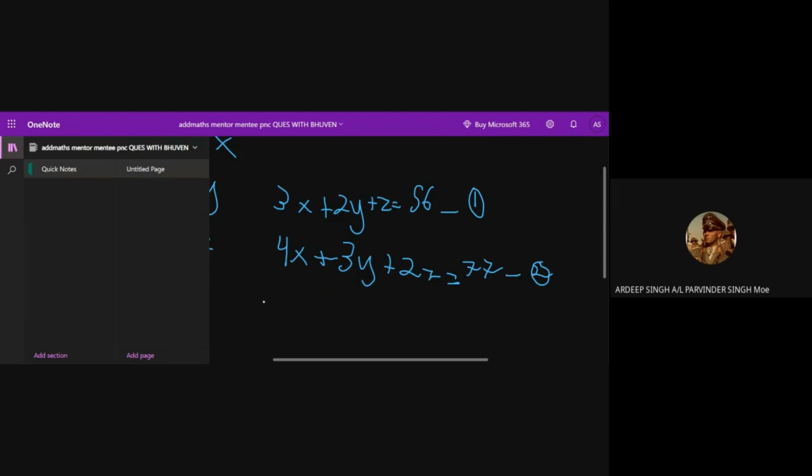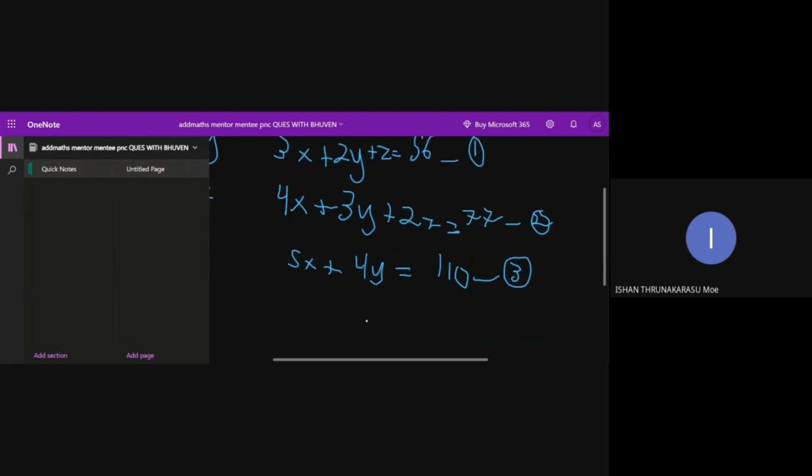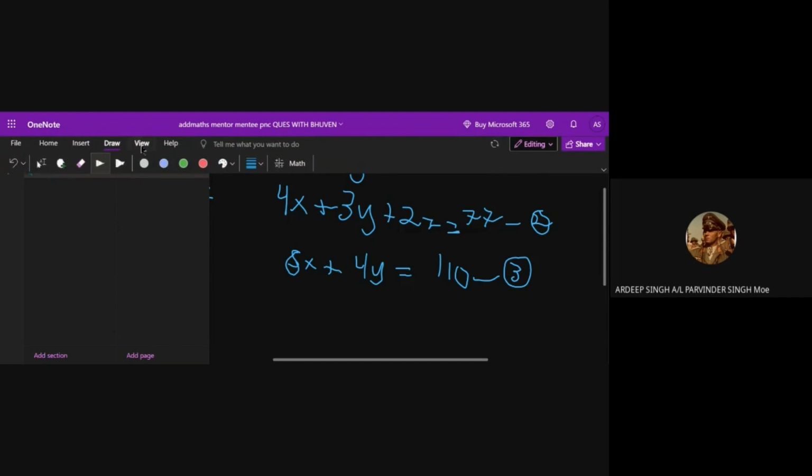Okay, now Fazli bought 6 packets of color paper, so 6x, and 4 boxes of crayon, 4y. That's all, equals altogether 110. So this is your third equation. Wait, how did you get the 110? Is it in the question? Yes, in the question. Fazli bought 6 packets, that is 6x. Oh yes, sorry. Thank you for reminding me.